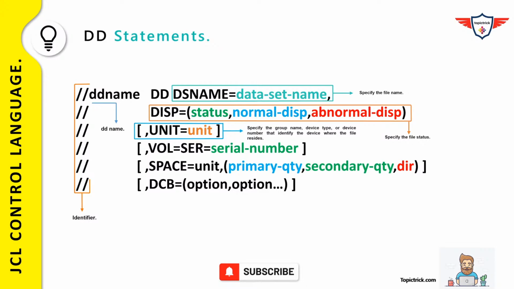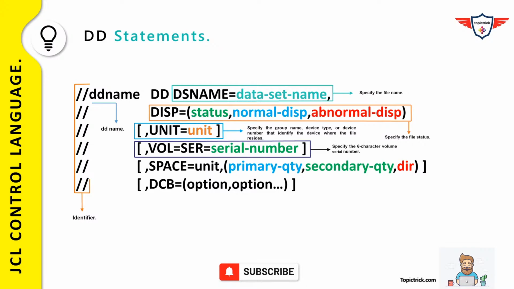The disposition parameter may have up to 3 positional subparameters, and if one or more subparameters are used, then they have to be separated by commas, the way I have just mentioned in the slide. We're going to discuss all these parameters in detail in our next slide. The next parameter is unit, and it is used to specify group name, device type, or device number that identifies the device where the file is residing. And remember, if the file is already cataloged, then you are not required to code the unit parameter.